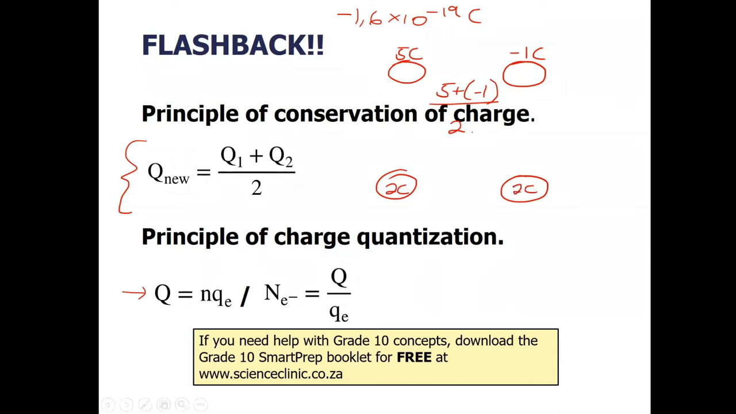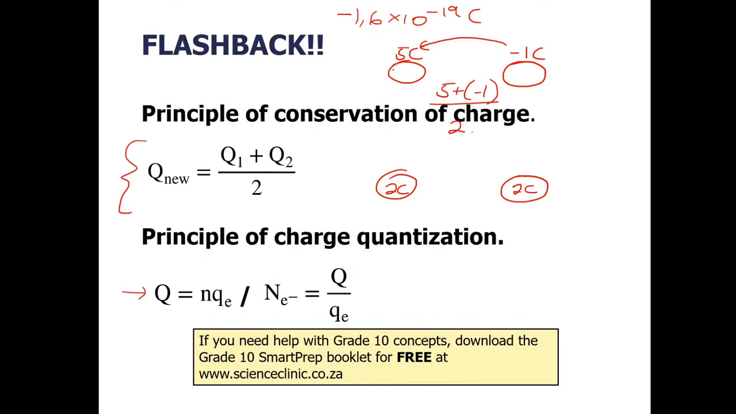But now how many electrons have moved over? Well, we first need to figure out how much charge is moved over. Remember, charge will always move from the object that is more negative to the object that is less negative. Why? Because we are moving electrons. We are moving negative charge. So where there is more negative charge, that will lose electrons to the object that is less negative. So the charge is going to move from the 1 coulomb to the 5 coulomb.